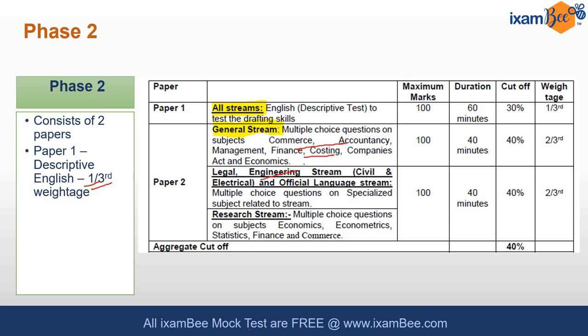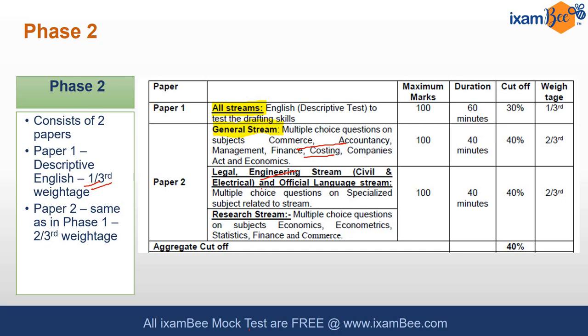You have to write correct English, grammatically correct. Every punctuation mark, spelling, grammar, simple sentences. Don't try to impress with vocabulary. Write simply, because you have to write tomorrow in the office. That's why this paper is there.